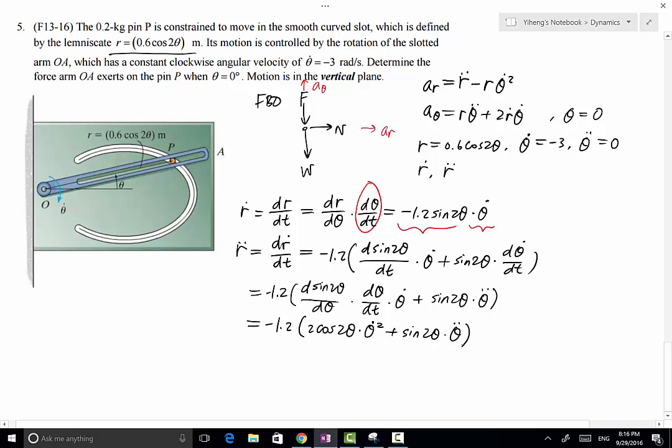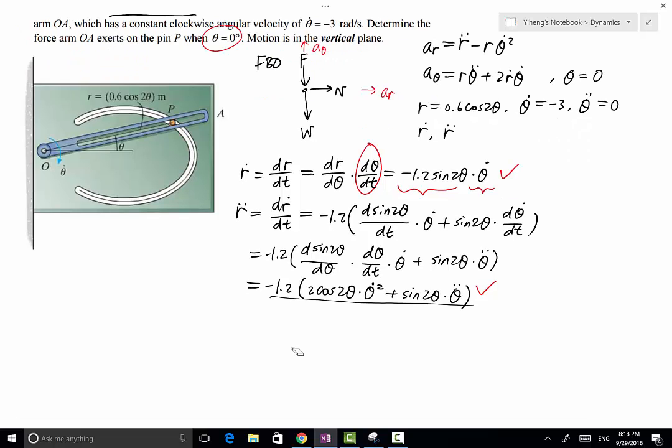So now we have derived the general equation for r dot and r double dot. So even if the problem doesn't ask us to solve for the force at theta equals 0, if it asks us to solve for when theta equals, for example, pi/3 or pi/6, we still can use the same approach to solve the problem. So that's why we always want to derive a general equation. So now let's evaluate.